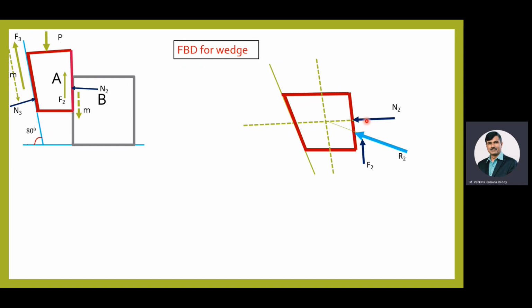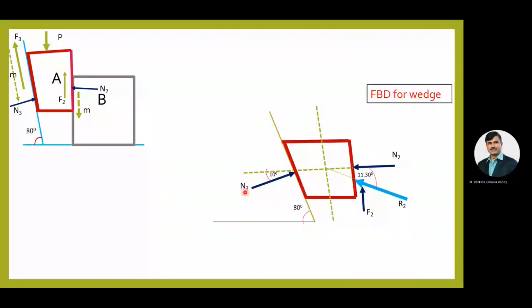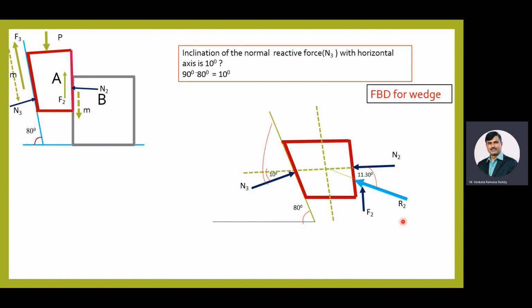The angle of friction between N2 as well as R2 is equal to 11.30 degrees. The normal reactive force N3 is perpendicular to the inclined surface of the wedge. That means it is making an angle 90 degrees to the inclined surface of the wedge, whereas the inclined surface of the wedge is making an angle 80 degrees with the horizontal axis of the wedge. If that is the case, then the normal reactive force inclination with the horizontal axis of the wedge is 90 degrees minus 80 degrees, which becomes 10 degrees.